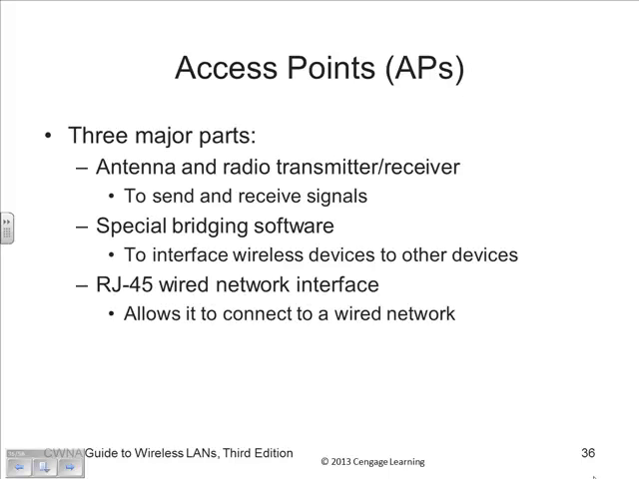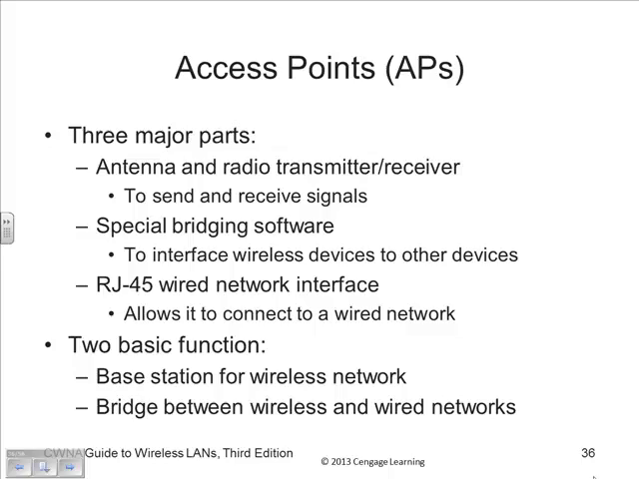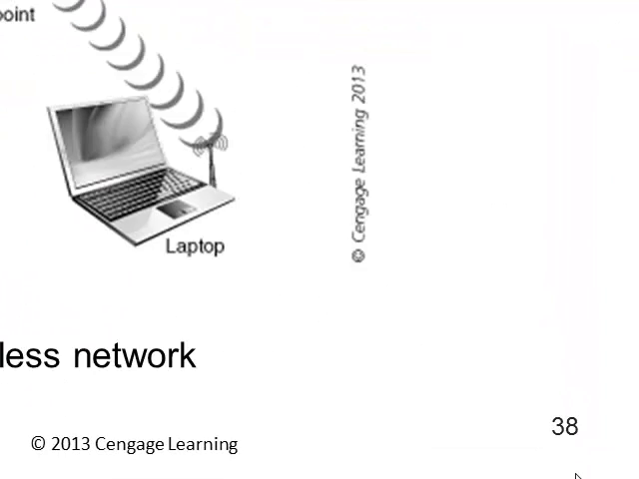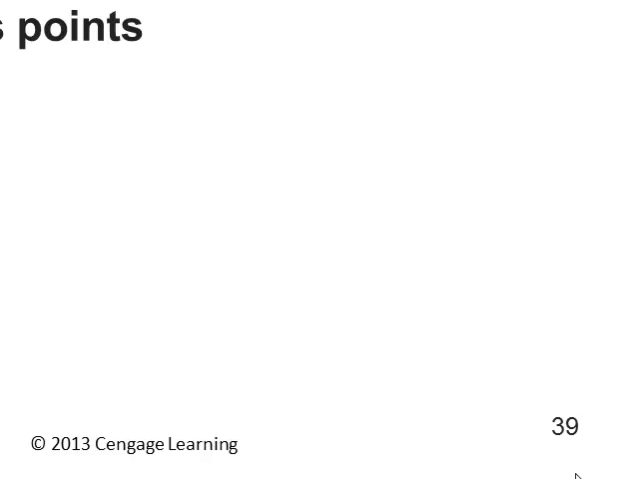Access point: antennas, bridging software, and an RJ45. Again, we plug it into our wired network. It extends the wired network. We just actually put it on the wired network. Access points, and autonomous access points.